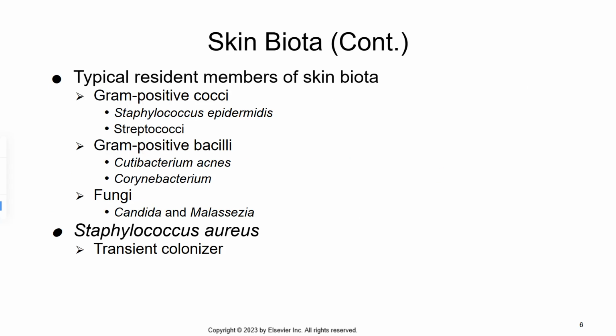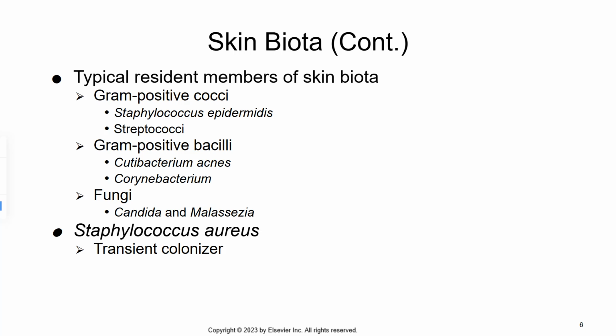So, typical resident members of skin biota. When we do wound cultures or skin cultures of any type, these are the organisms that, if we identify them, we kind of just brush off to the side as normal flora. And it's really important to be able to differentiate normal flora from an actual pathogen, because the pathogen is what we care about. That's the thing that's causing the infection. That's the one we want to try to treat. While normal biota, we want to keep, and we don't want that contaminating our culture.